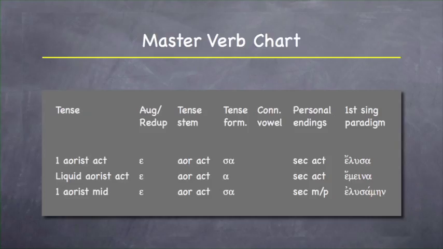We have three new lines on the master verb chart. The first aorist active is formed with an augment, aorist active tense stem, sa as a tense formative, secondary active personal endings, and we have elusa. The liquid aorist active, which is the first aorist, is formed with an augment, aorist active tense stem, alpha as its tense formative, secondary active personal endings, and we have emena. And we also learned the first aorist middle, which has an augment, aorist active tense stem, sa for a tense formative, secondary middle passive personal endings, and we get elusamen. So that wasn't very hard, was it?